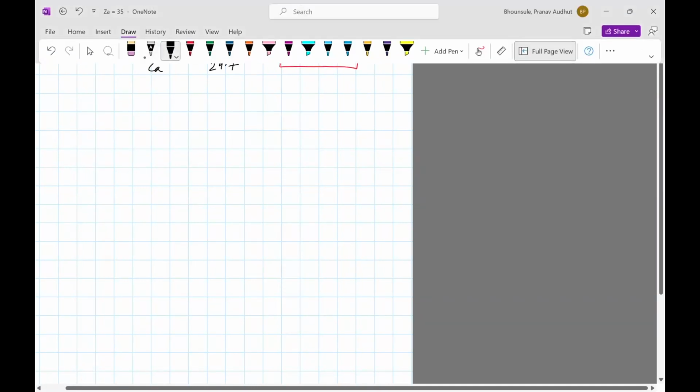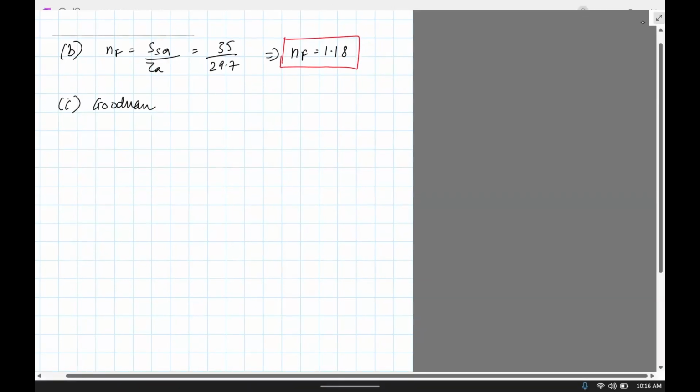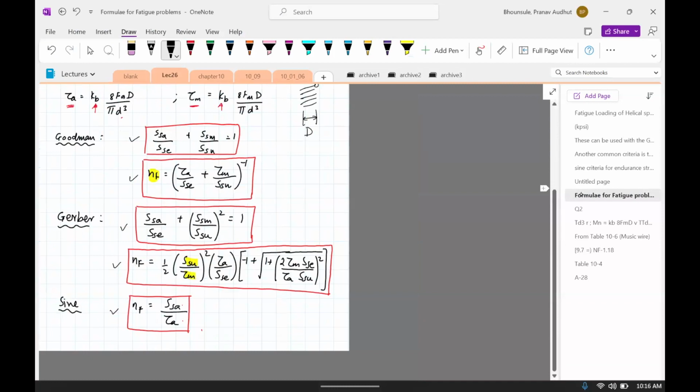Okay, and the last question is do the same with Goodman. So for Goodman, if you look at the formula for factor of safety, which is here, what you need is tau A, tau m, which you already have computed. SSU we've computed. The only thing we need to compute is SSE. So how you compute that is again using this formula. So let's compute SSE, and then it should be very easy to compute NF.